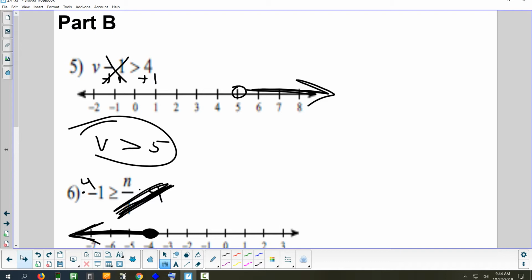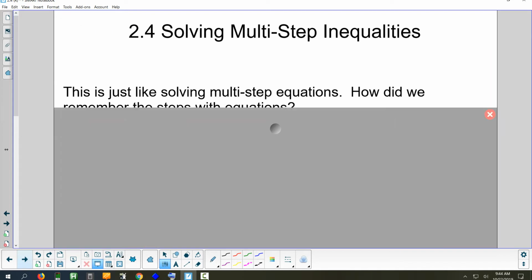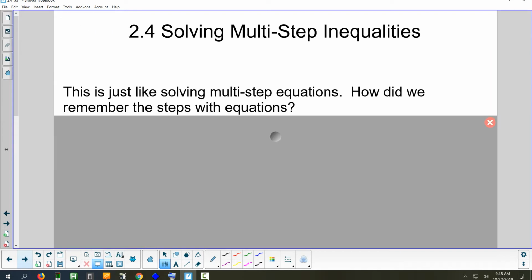Those are the kind of inequalities you guys did last week. One step for every problem. Okay? And the one step was either to add, subtract, multiply, or divide. So now we're going to look at multi-steps. So it's just like multi-step equations. The steps are exactly the same.